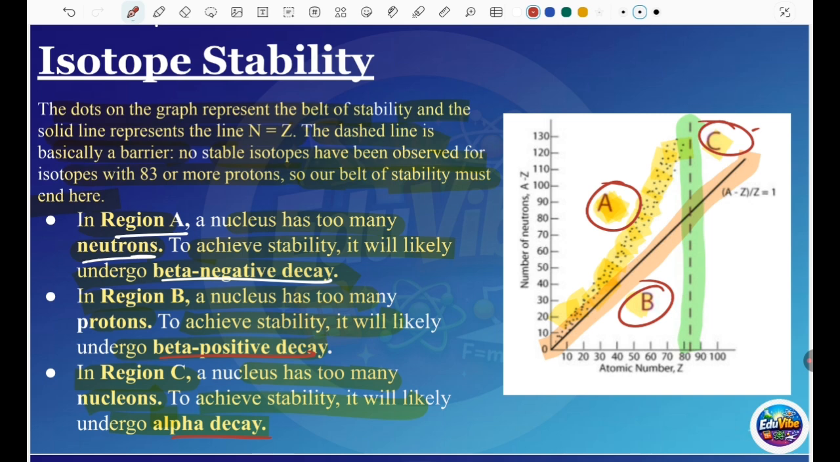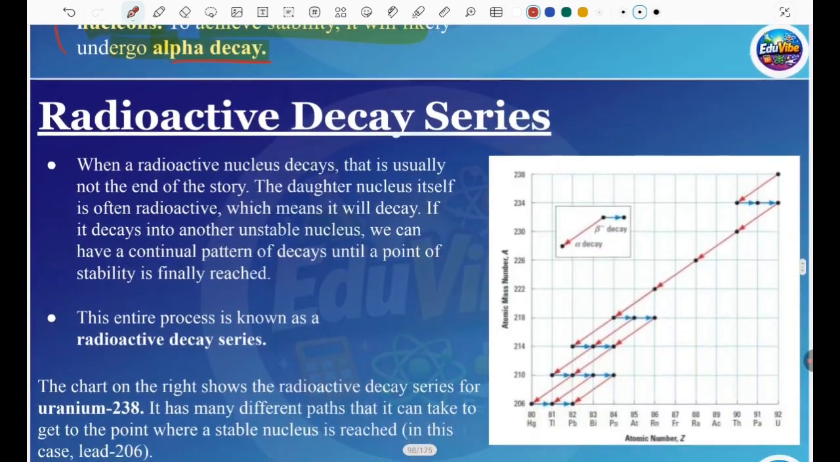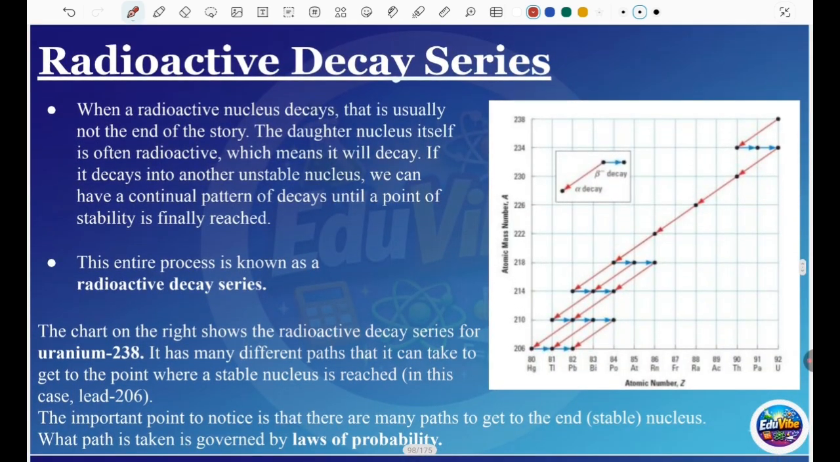So that's the whole thing. You have to know what each region represents. But you can't get the question directly from here. You can get one simple question like this from MCQs, but you will get a question like this too.